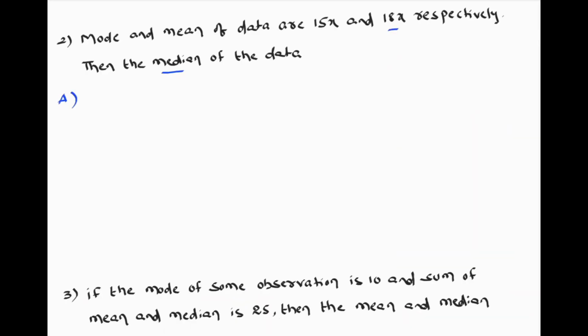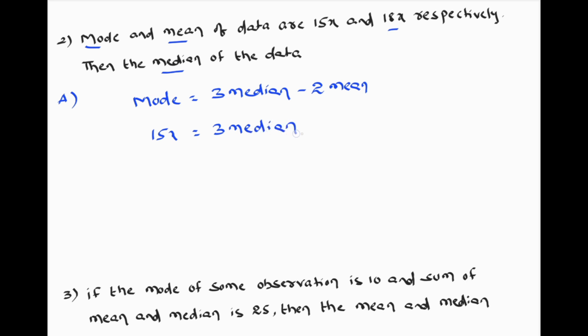So in the given problem, we are having mode and mean values. From these two values, we have to find the median. So we are having one formula that mode equals to 3 median minus 2 mean. It is the empirical formula. Okay. So we are having the mode value, that is the 15x. But we don't know median. So 3 into, I am writing median as it is, minus 2 into, what is the mean value there? That is the 18x. Okay.